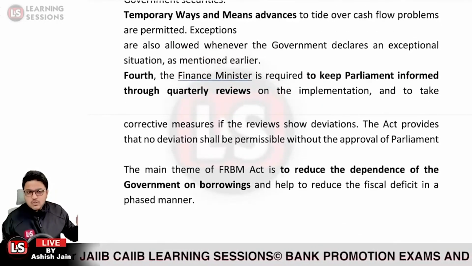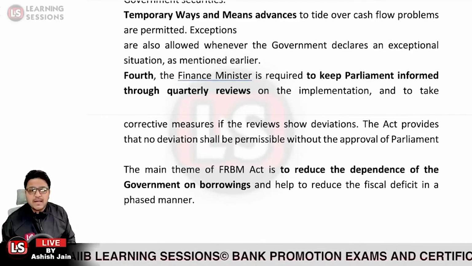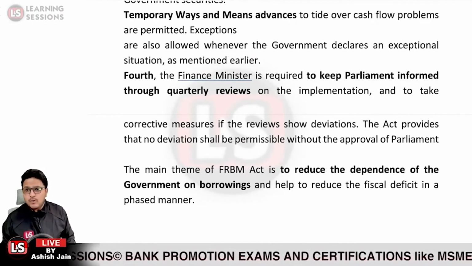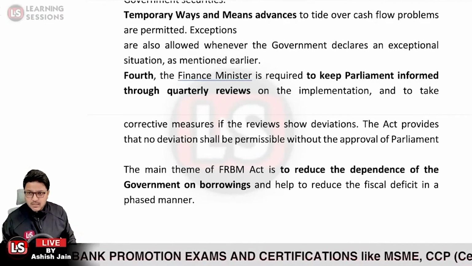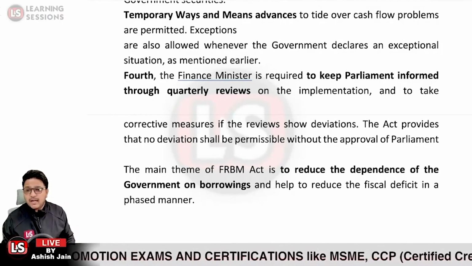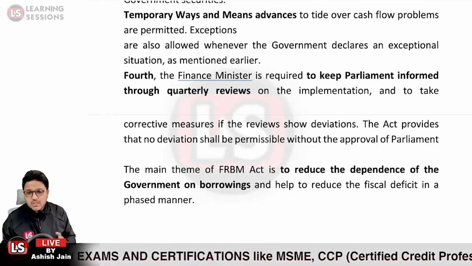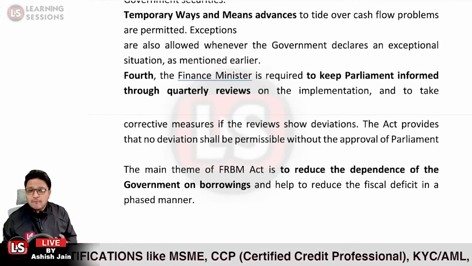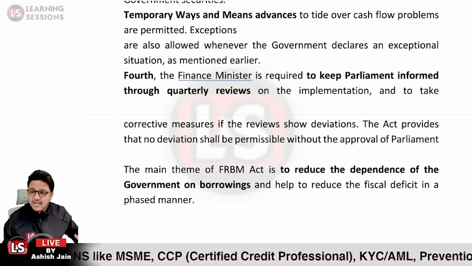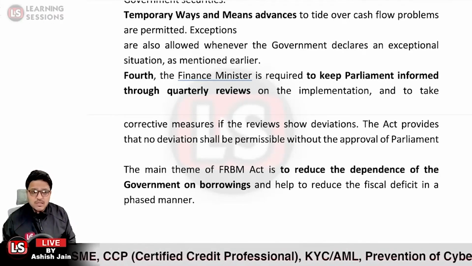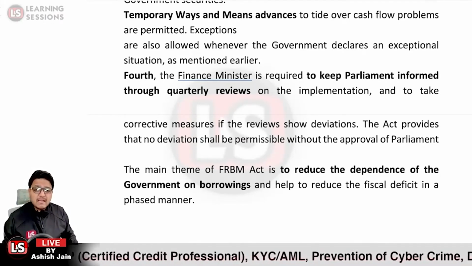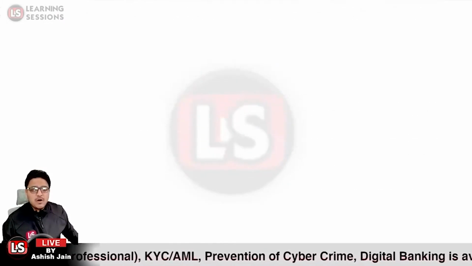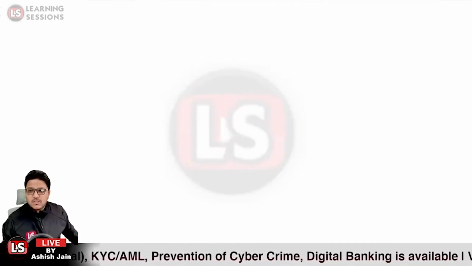Okay. So the main theme of the FRBM Act is to reduce the dependence of the government on borrowing. The fiscal deficit is not to be dealt with from the borrowings itself. It must not be the case that the government is borrowing the amount related to the fiscal deficit and further implementing the different facilitations to the different sectors. It must not be the case, and it helps to reduce the fiscal deficit in a phased manner itself. So that is all related to this particular unit.